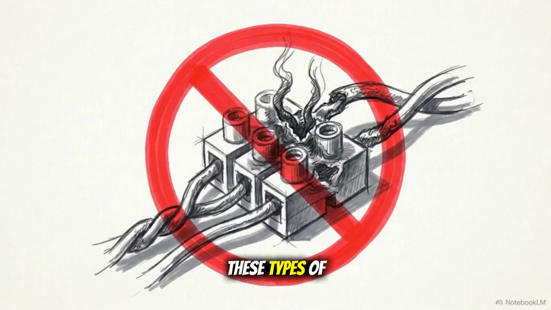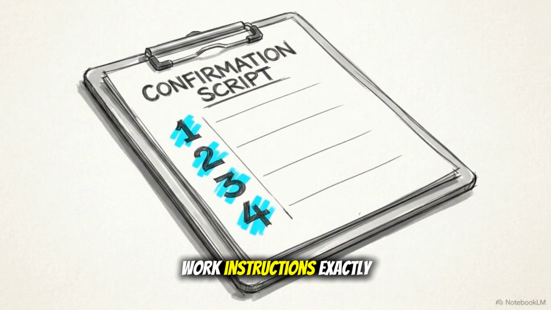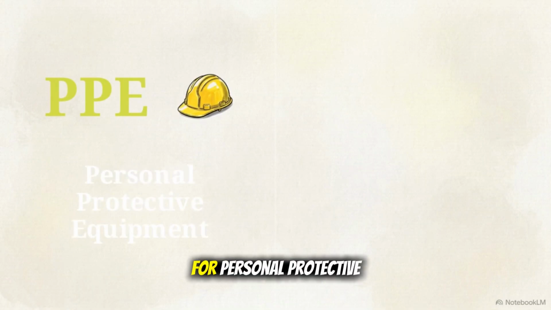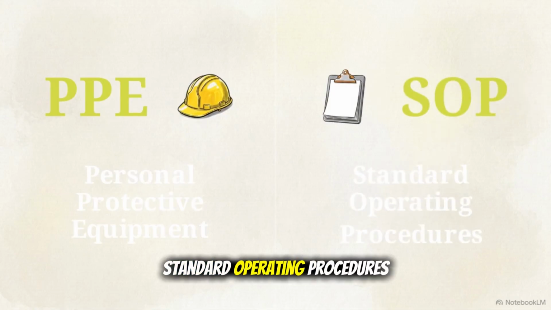We can prevent these types of errors by using a standardized process. Today, you will learn a 4-step English script designed to confirm work instructions exactly as they were intended. To use this script, you only need to know 2 basic workplace acronyms: PPE, which stands for Personal Protective Equipment, and SOP, for Standard Operating Procedures.